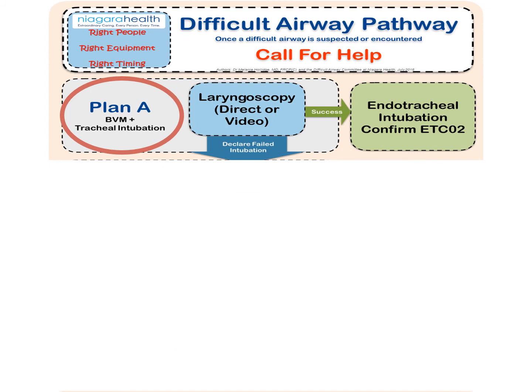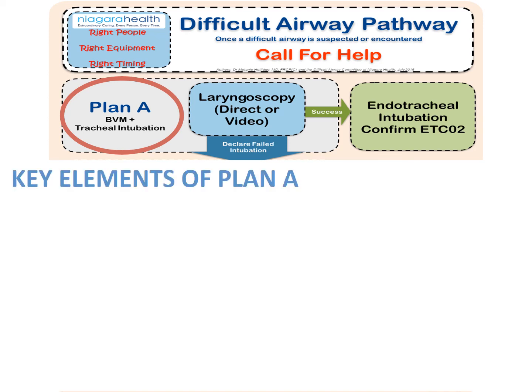Okay, so let's go through our actual algorithm. Let's focus on Plan A. Plan A's whole purpose is to actually try and make your first attempt the best attempt. We want to get that endotracheal tube in on the first attempt, and Plan A involves bag valve mask ventilation and tracheal intubation. And your primary approach can be either direct laryngoscopy or video laryngoscopy, depending on what your assessment tells you, as well as what your actual skill level is.